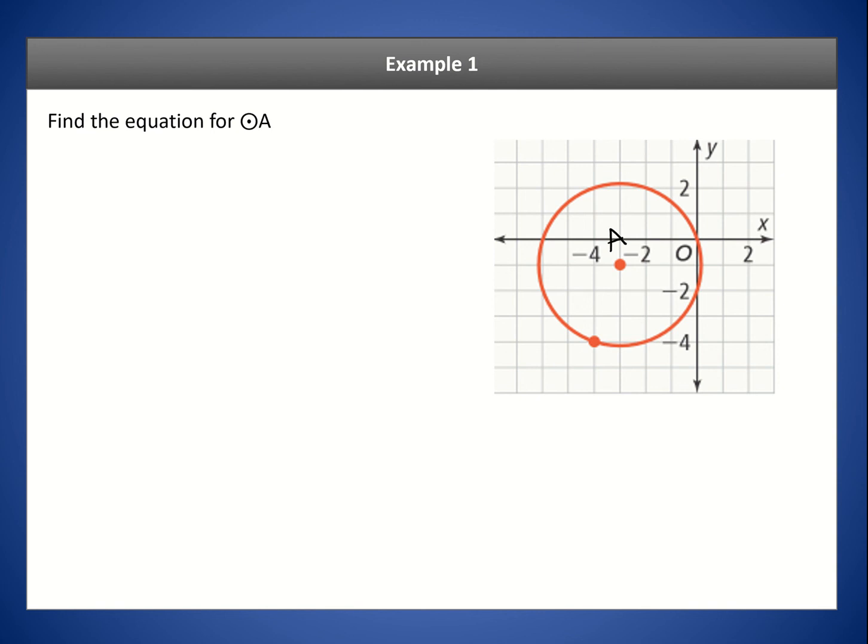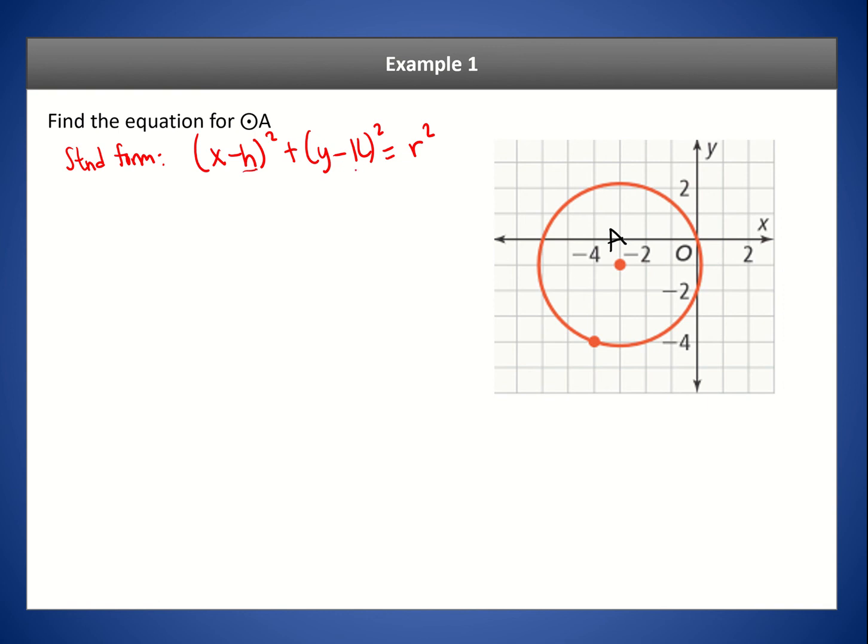All right, so example 1. Find the equation for the circle, known as circle A. That's a symbol for the circle right there. All right, so if I want to find the equation, first off, remember that the standard form of the equation of a circle is (x minus h) squared plus (y minus k) squared equals r squared, the radius squared.